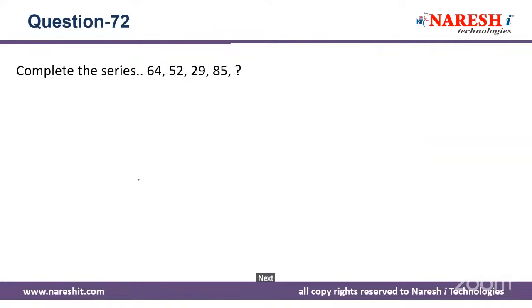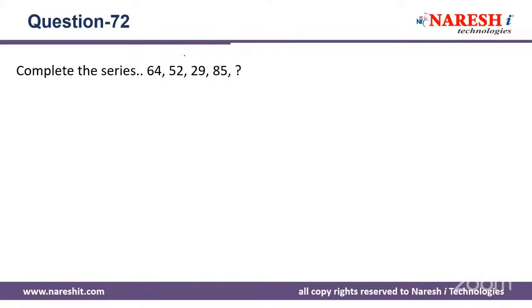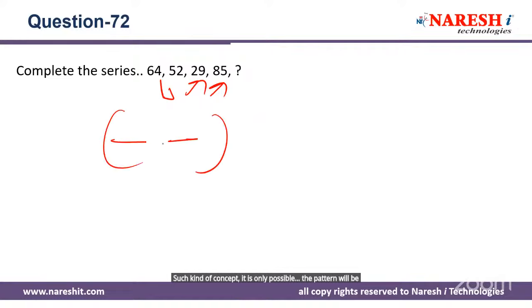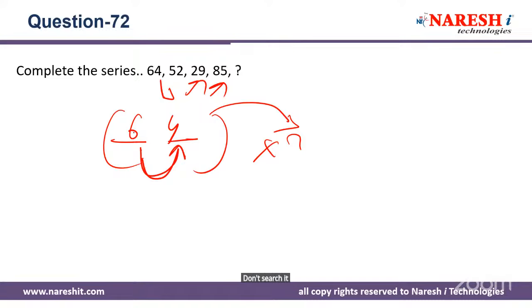Next one: 64, 52, 29, 85. In number series, whenever the numbers are increasing and decreasing, it decreased, then increased, again increased. In such a case, the pattern will be between the digits. Between the numbers means between the first digit and second digit there will be a pattern. Don't search for the pattern between the first number and the second number.